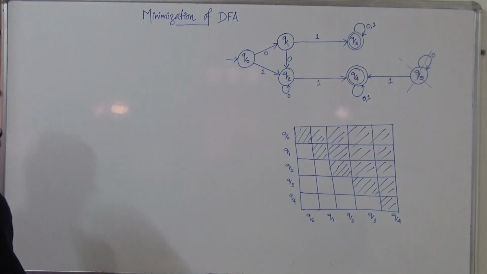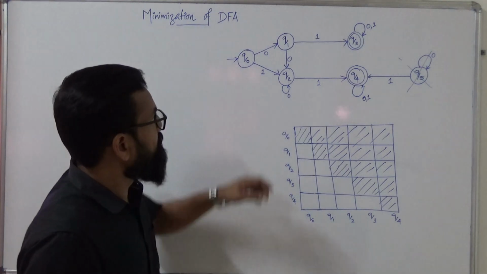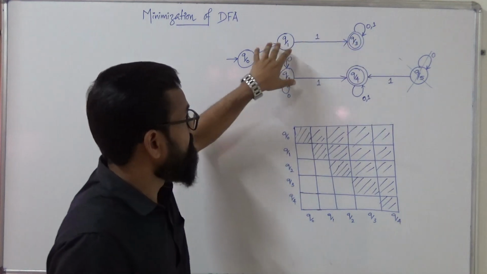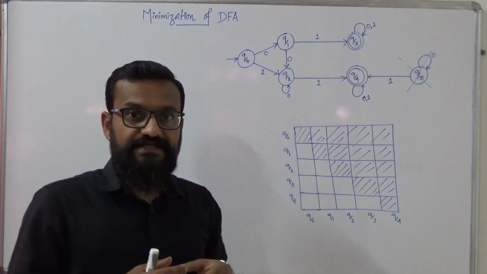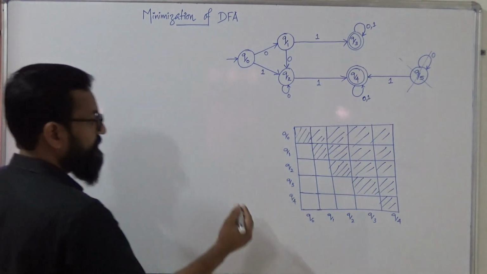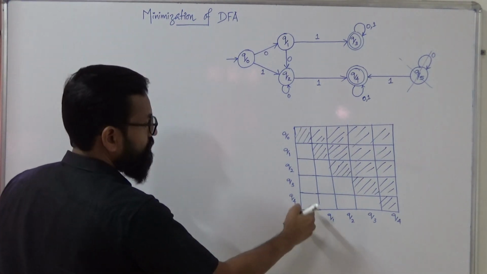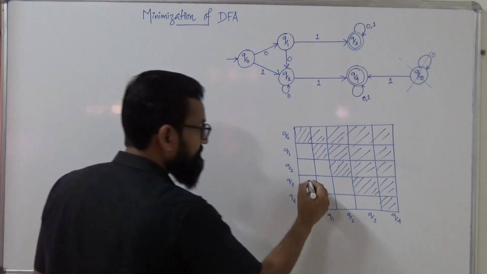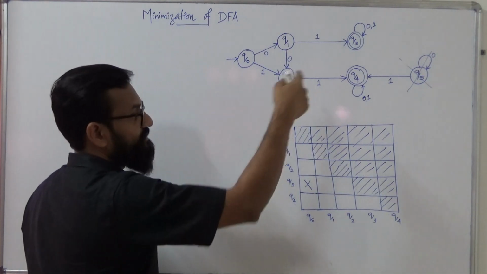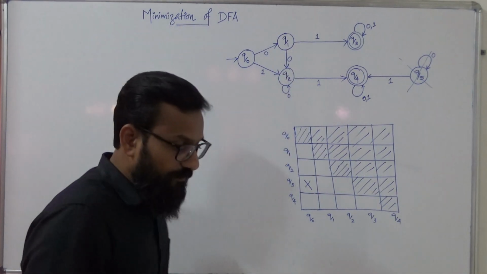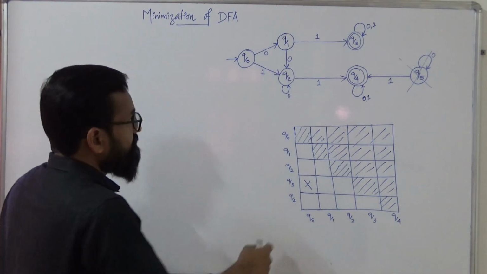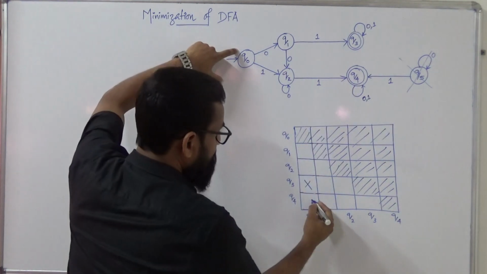Then another important point: if I take a pair of a non-final state and a final state, you can straightforwardly say that the pair is distinguishable. For example, if you consider the pair Q0, Q3, that is distinguishable. You can mark this as distinguishable because Q0 is a non-final state and Q3 is a final state. So all pairs of final and non-final states will become distinguishable. So Q0, Q4 is distinguishable.